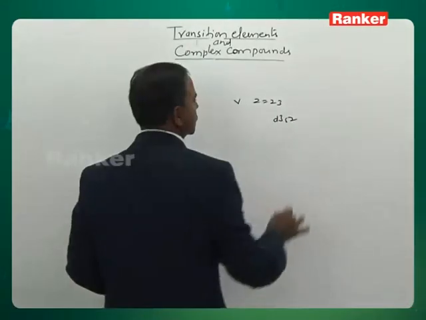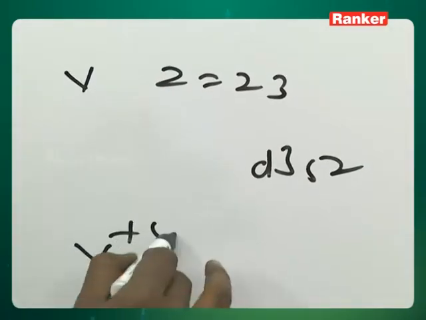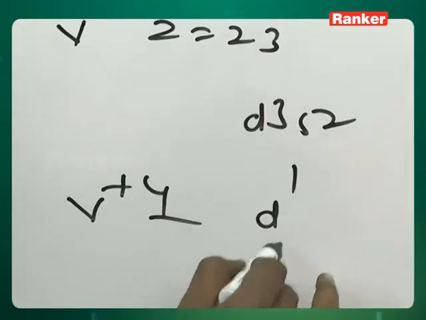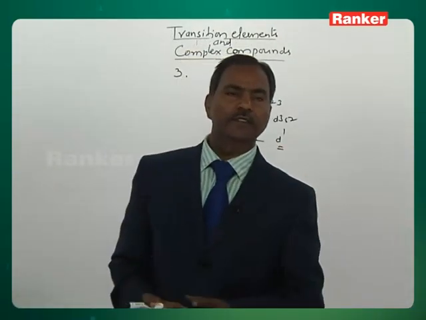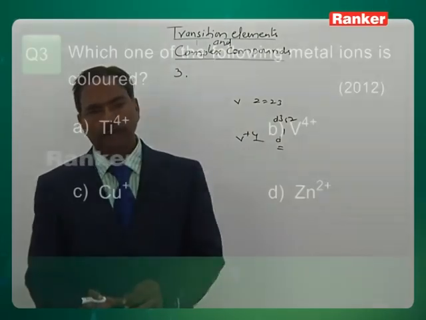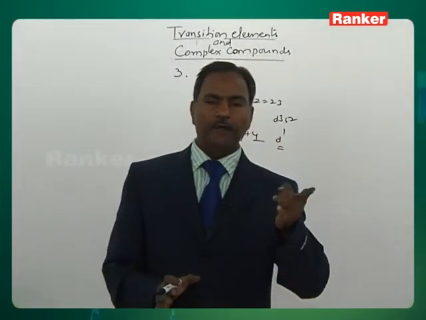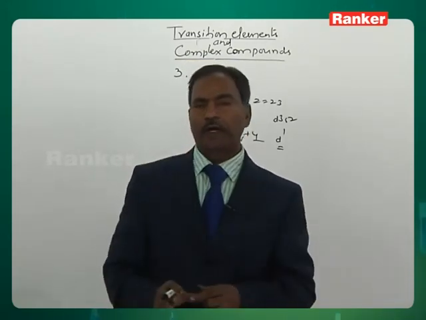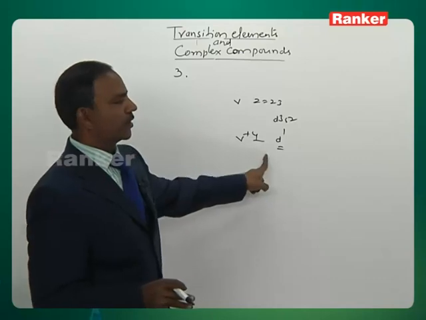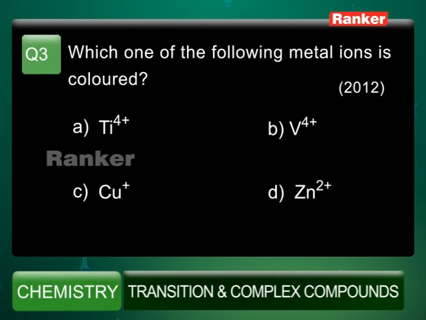Its configuration is 3d3 4s2. Vanadium plus 4 is given, so 4 electrons lost. How many unpaired electrons remain? 1. Wherever a metal ion is carrying unpaired electrons, that will exhibit color. Coming to copper plus 1, it is d10. Zn plus 2 in option D is also d10. Options A, C and D are not carrying any unpaired electron. Only in option B, vanadium plus 4 carries d1 configuration, 1 unpaired electron, therefore that definitely exhibits color. So here the answer is B.